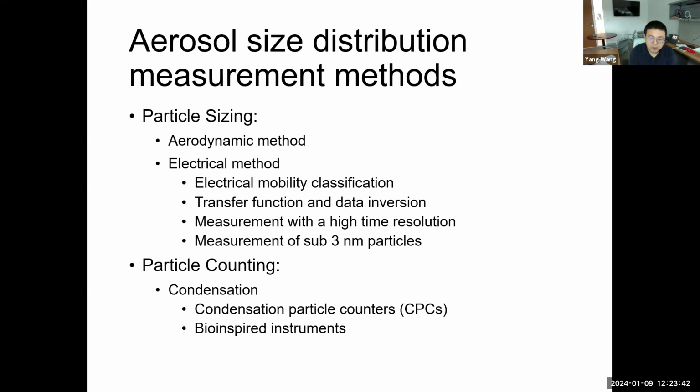So I will just focus on a widely used method called the condensation method. There are condensation particle counters, or CPCs, to obtain the concentration of the aerosols. And we could also use the condensation method to create some newer, bio-inspired instruments. Some of these instruments were actually invented by Dr. Wu at CAST. So first, we'll talk about the aerodynamic method.